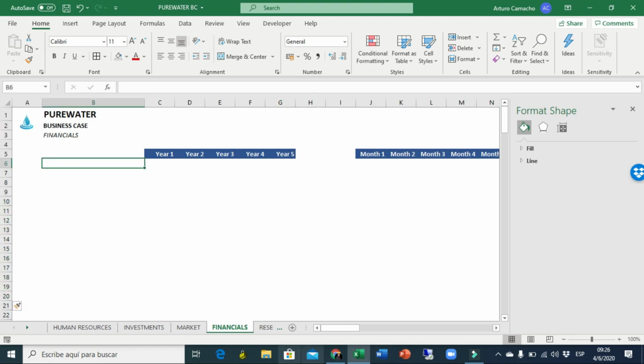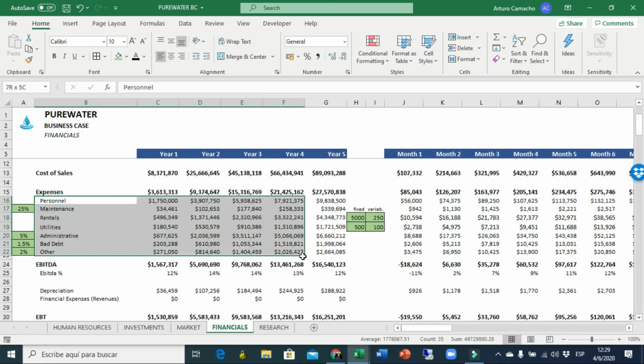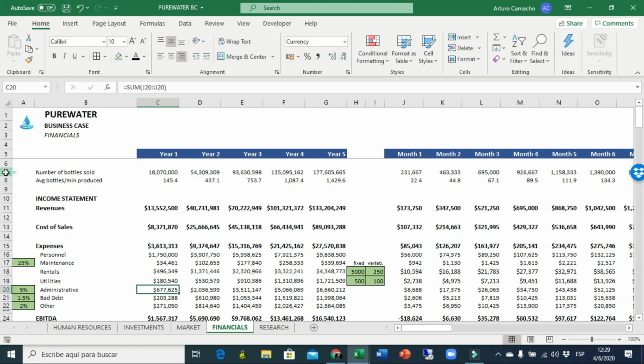I always like to begin with the income statement. So right now, let me fill out the lines I'm going to be using in the income statement, and I'll be back in a minute. Okay, so I have here all the accounts that are usually in the income statement. But first I wanted to add a couple of lines that I might need for future formulas, related to the growth of my company. First of all, the number of bottles sold per period and the average of bottles per minute, which determines the size of the company.